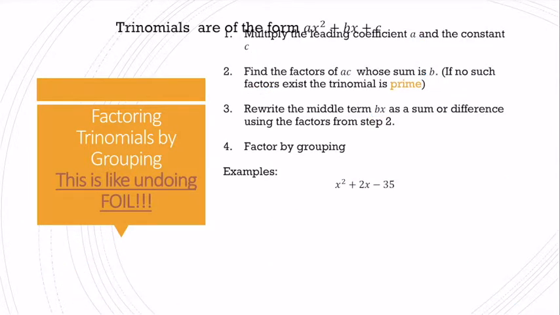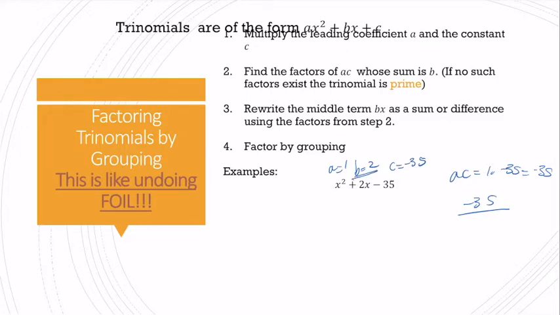Next, I have x squared plus 2x minus 35. So I need to find the factors of AC that add up to B. In this case, A is 1, B is 2, and C is -35. So AC is 1 times -35, which is -35. So I need to find some factors of -35 that add up to B, which is 2.